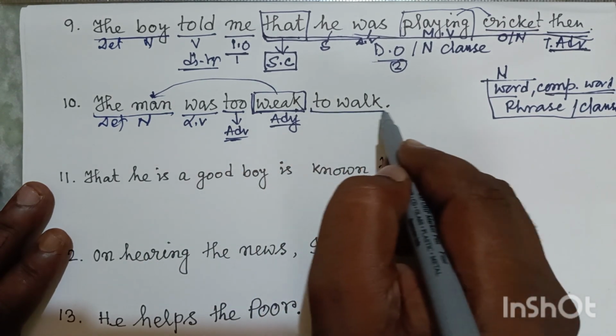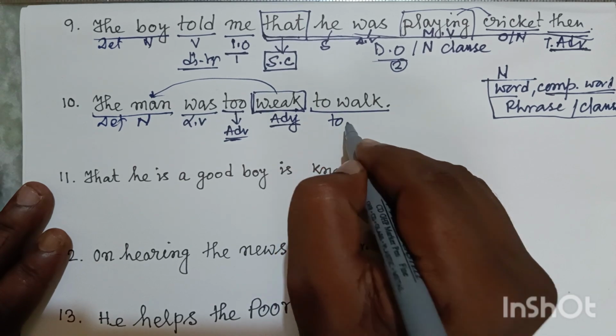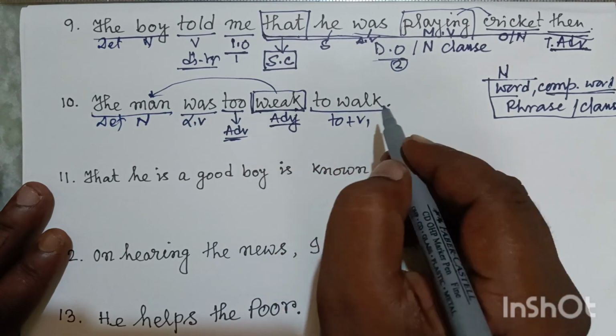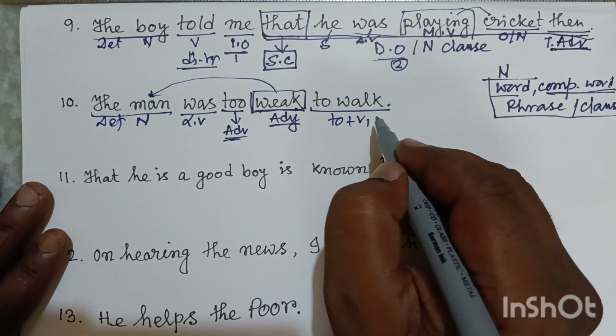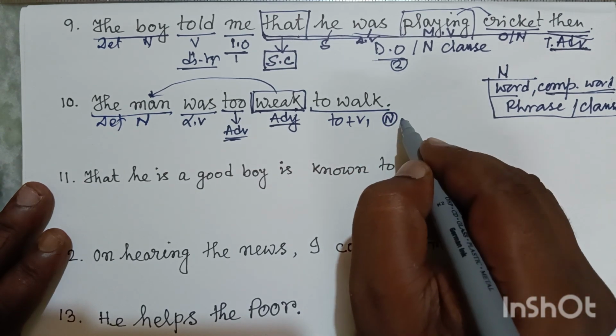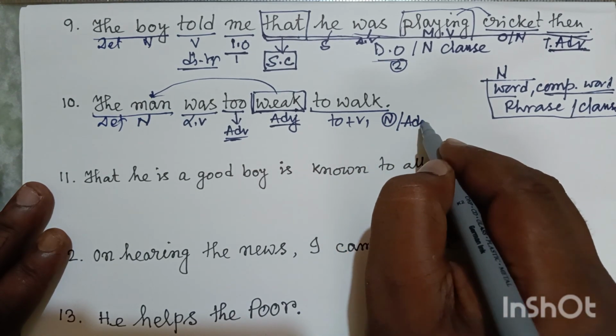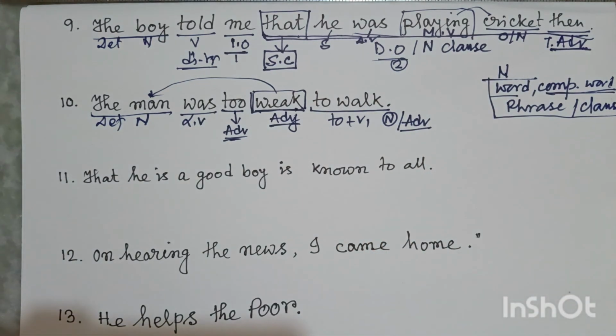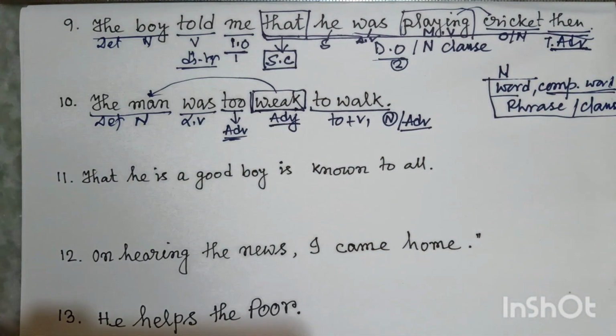And it is basically called an infinitive, friends. To plus v1, it is called infinitive. Infinitive may be used as a noun, may be used as an adverb, may be used as an adjective. So it depends upon the usage of those words in the sentence.